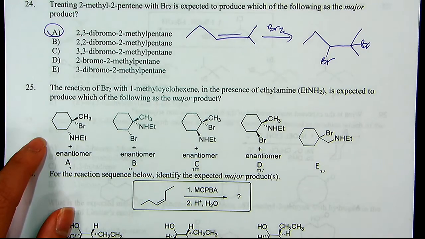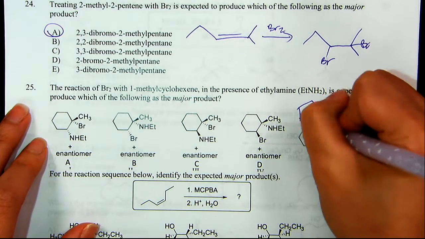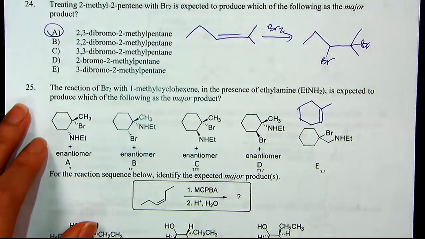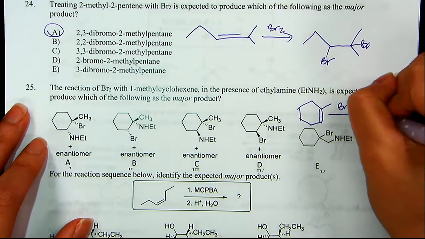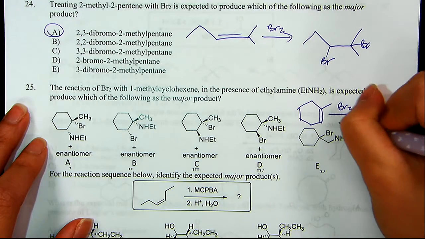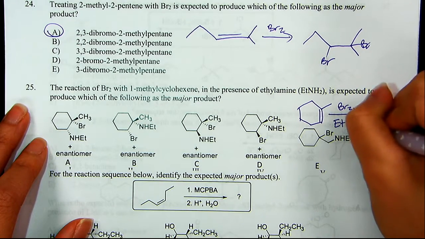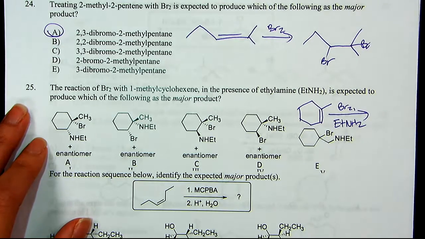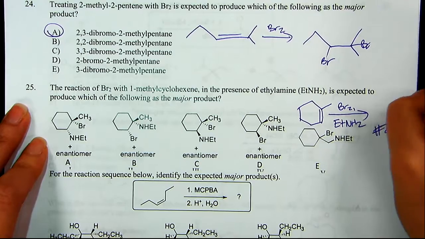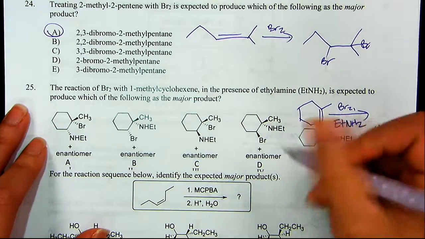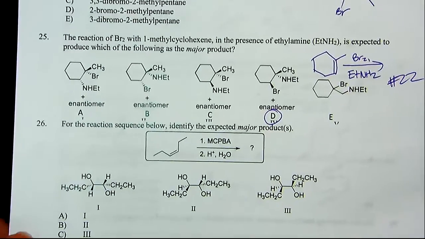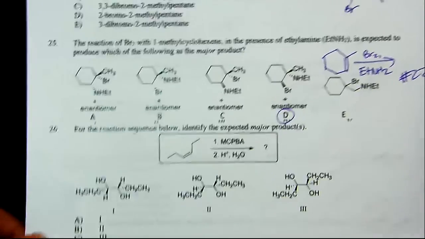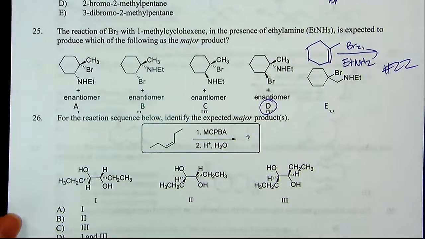Number 25, the reaction with Br2 and methylcyclohexene, so 1-methylcyclohexene looks like that. And use Br2 with a nucleophile like EtNH2. That's not a solvent, that's a nucleophile. That's the same thing as what we did with the alcohol previously on number 22. Then we will also get D. Go to number 22. If you have methanol, you have that nucleophile.